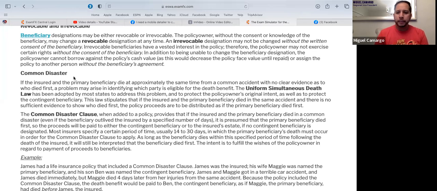So, to give you an example, this is an easy test question you can get right. If the insured and the primary die at the same time from a common accident, and there's no clear evidence of who died first, they're going to automatically assume that the primary died first. So the money's going to automatically go to the contingent. If they can't figure out who died first, they're going to automatically choose for that. They're going to say that the primary died first.